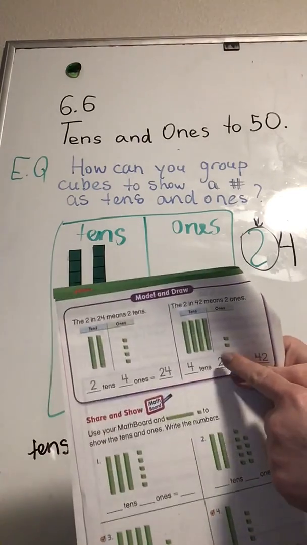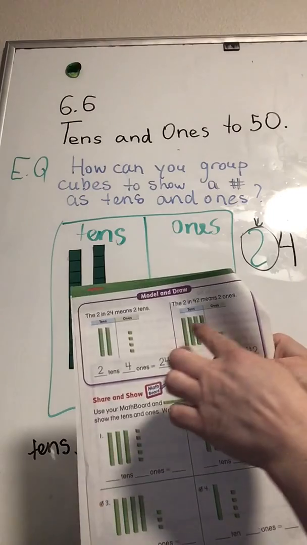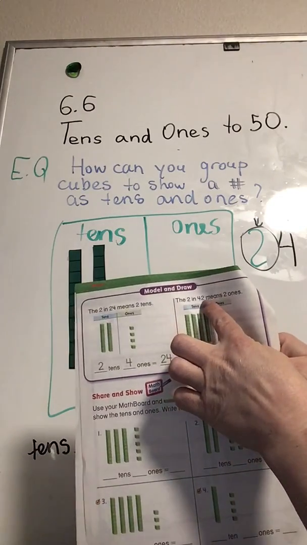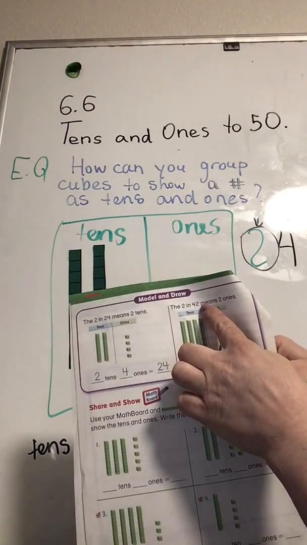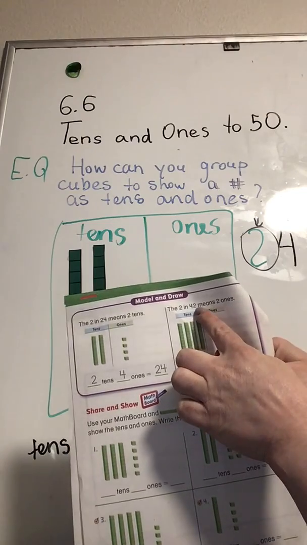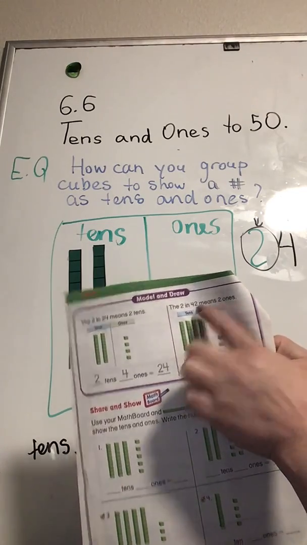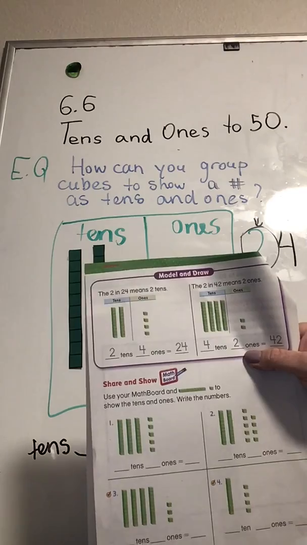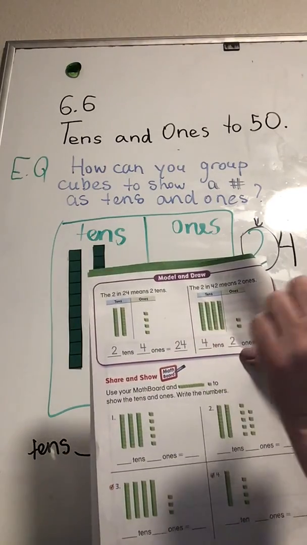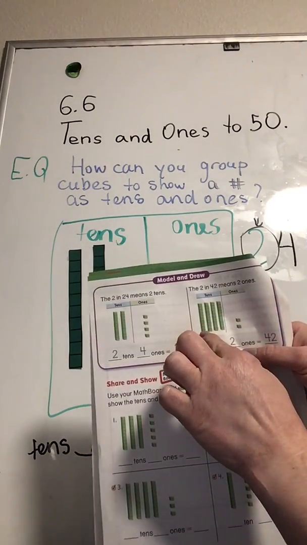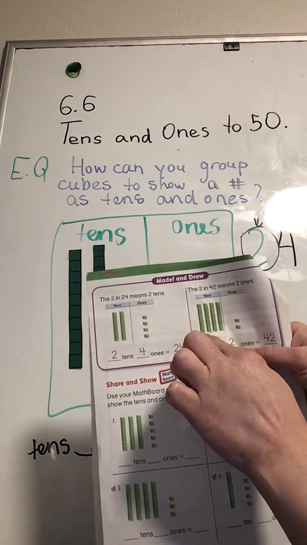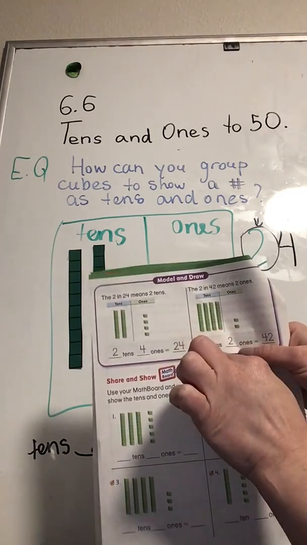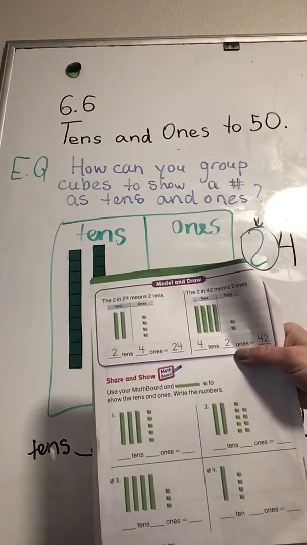I'm sure you can do this one all by yourself. So you see 2 in 42. In this case, 2 is the ones because it's the last digit in the number, right? So I have 2 little bits. How many skinnies? 10, 20, 30, 40. 1, 2, 3, 4. 4 tens, 2 ones, 42.